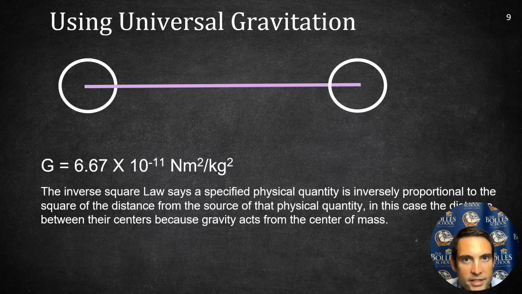The inverse square law says a specified physical quantity is inversely proportional to the square of the distance from the source of that physical quantity. In that case, the distance between the centers will be our separation distance. So if we have a planet and a sun, we're looking at the separation distance between the center of mass of the planet and the center of mass of the sun, because gravity always acts from the center of mass. In this instance, if you double the distance, you're cutting the magnitude of the gravitational attraction into 1/4 because of this inverse square law.